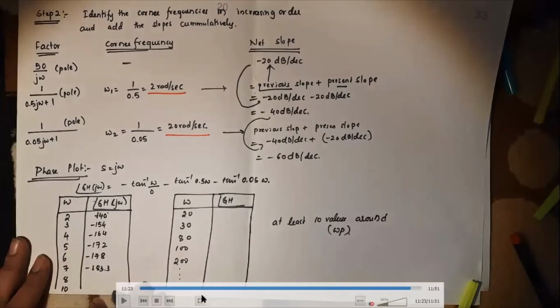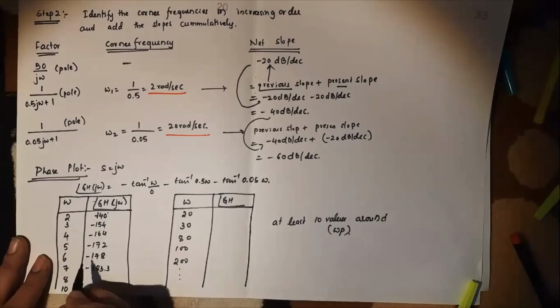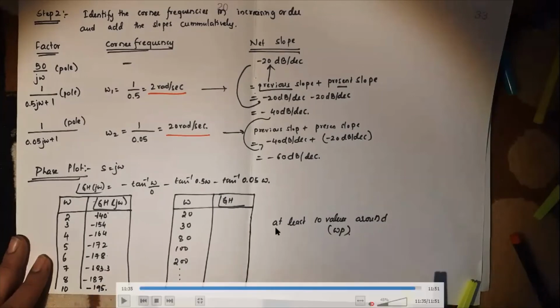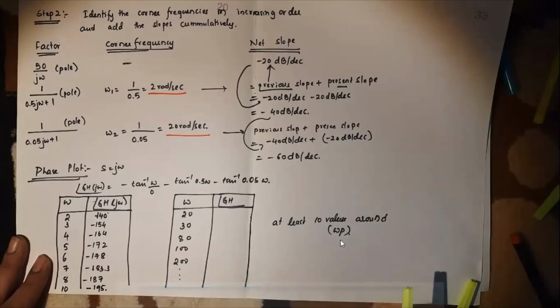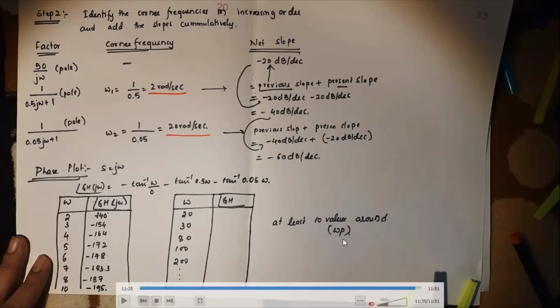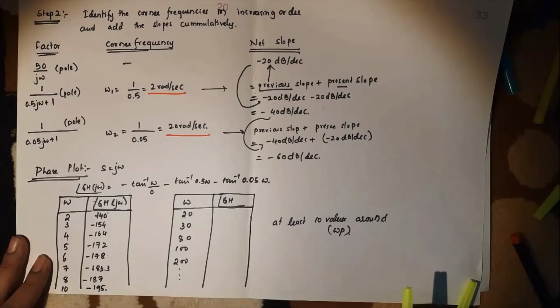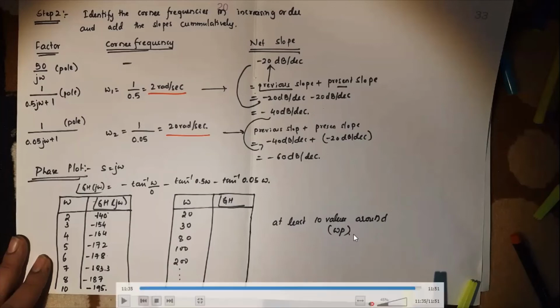Once you calculate the phase angle by substituting different omega values here, you will get these values. I've written a comment here: at least 10 values around omega p. Omega p we had defined as the phase crossover frequency in the Nyquist plot, and let us see what omega p, the phase crossover frequency, is in the Bode plot.